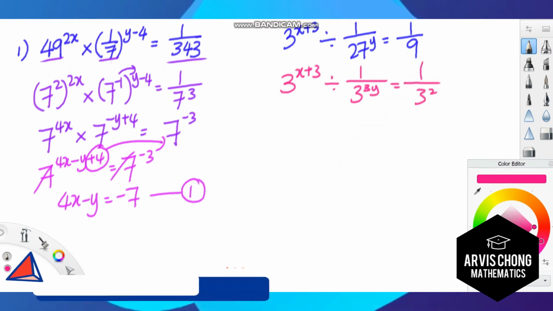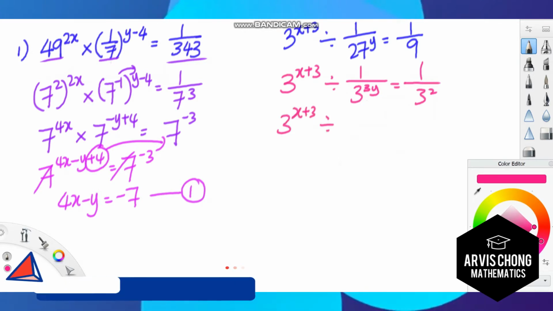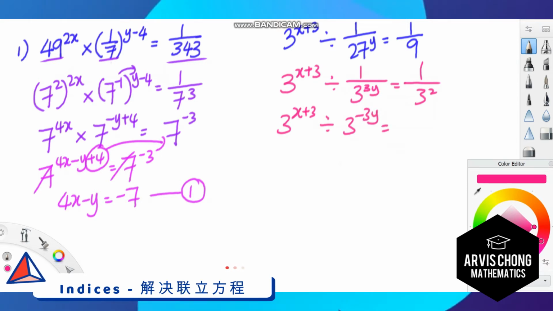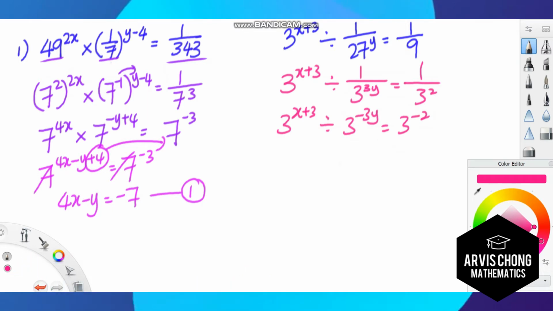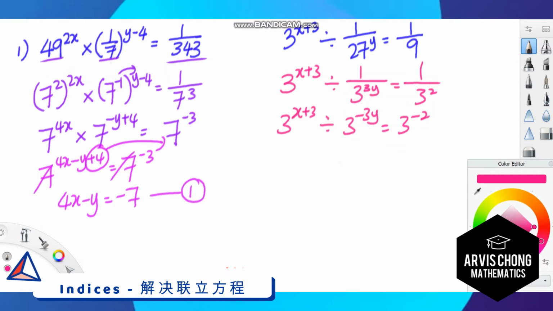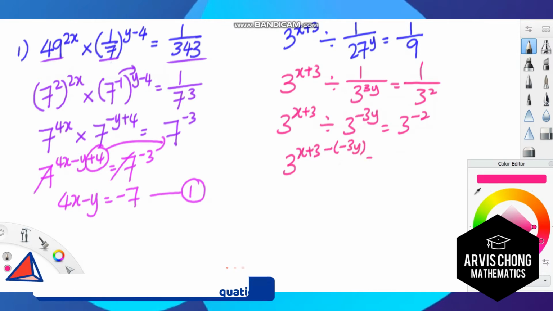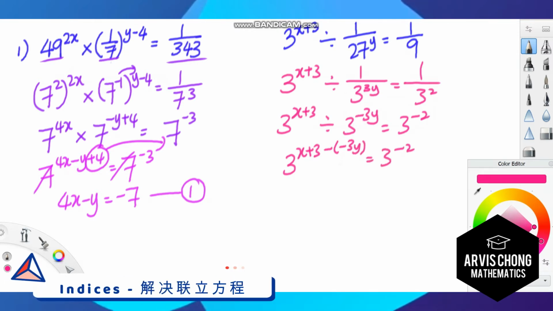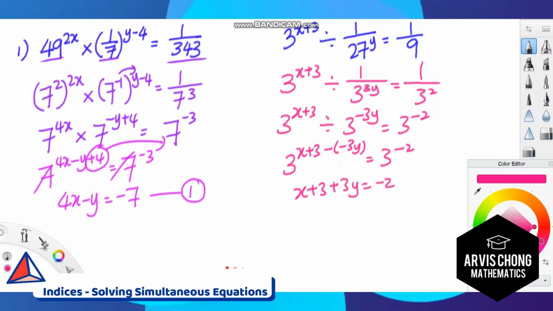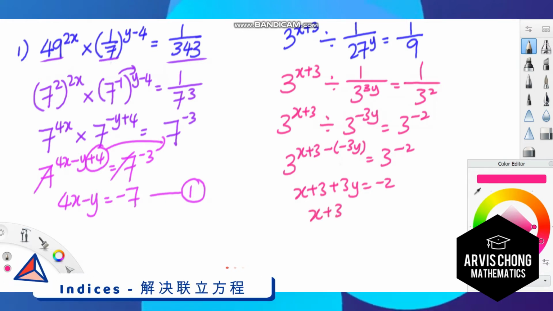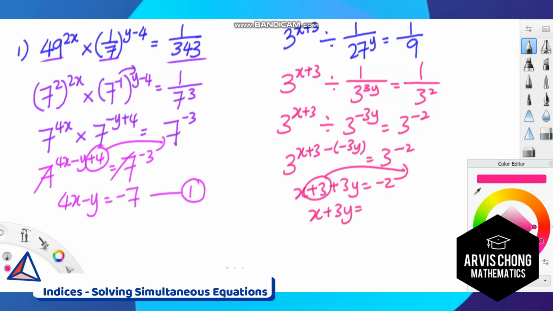Next, we can change this part to become 3 power negative 3y. And this part we can change to 3 power negative 2. Next, we have divide here, so we can just subtract the powers. So we have 3 power x plus 3 minus negative 3y equals 3 power negative 2. Hence we'll get x plus 3 plus 3y equals negative 2. And we rearrange everything now. So we have x plus 3y equals, this positive 3 we move to the other side, so it becomes minus 3, and will give us negative 5, and this is our second equation.